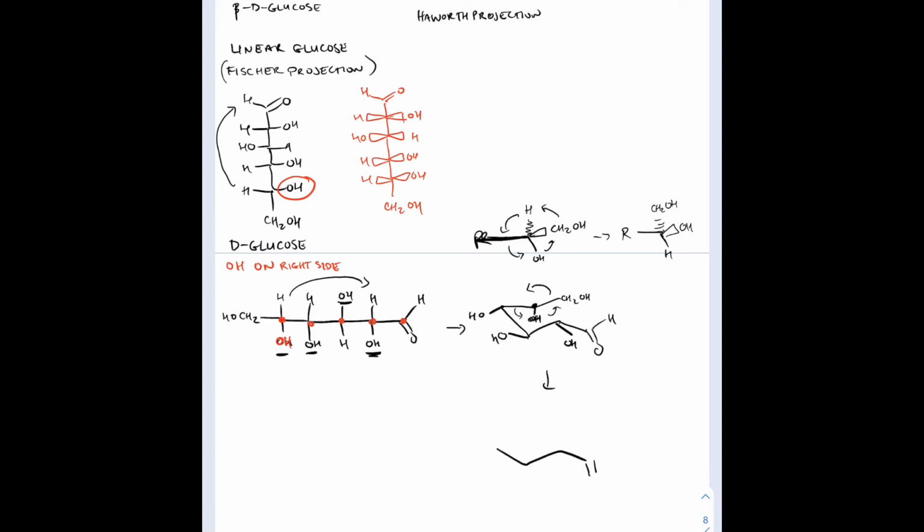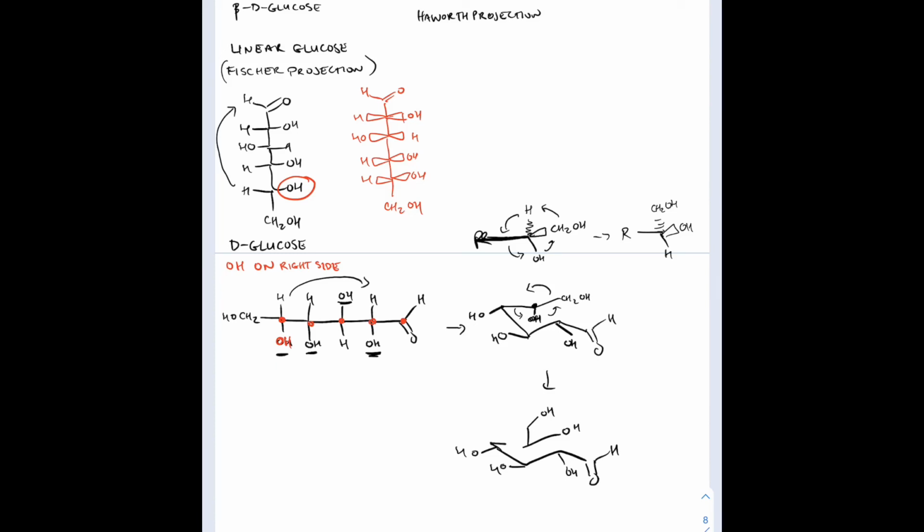And now imagine if we rotated those three substituents, the OH, CH2OH, and the hydrogen, around the axis of that R group. What we would do is have them swap. So now we have the hydrogen on the bottom, the OH is now the wedge, and the CH2OH is the dash. So this is actually the conformation that's going to allow us to form cyclic glucose.